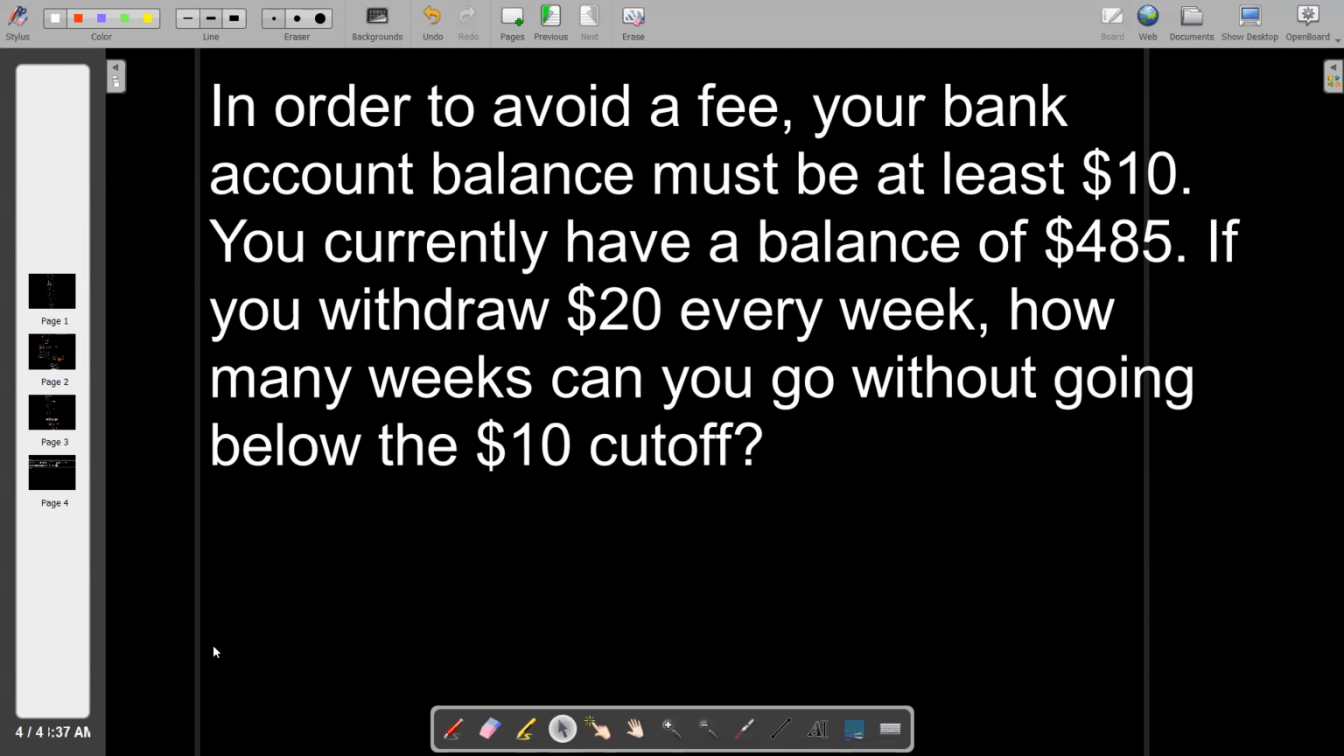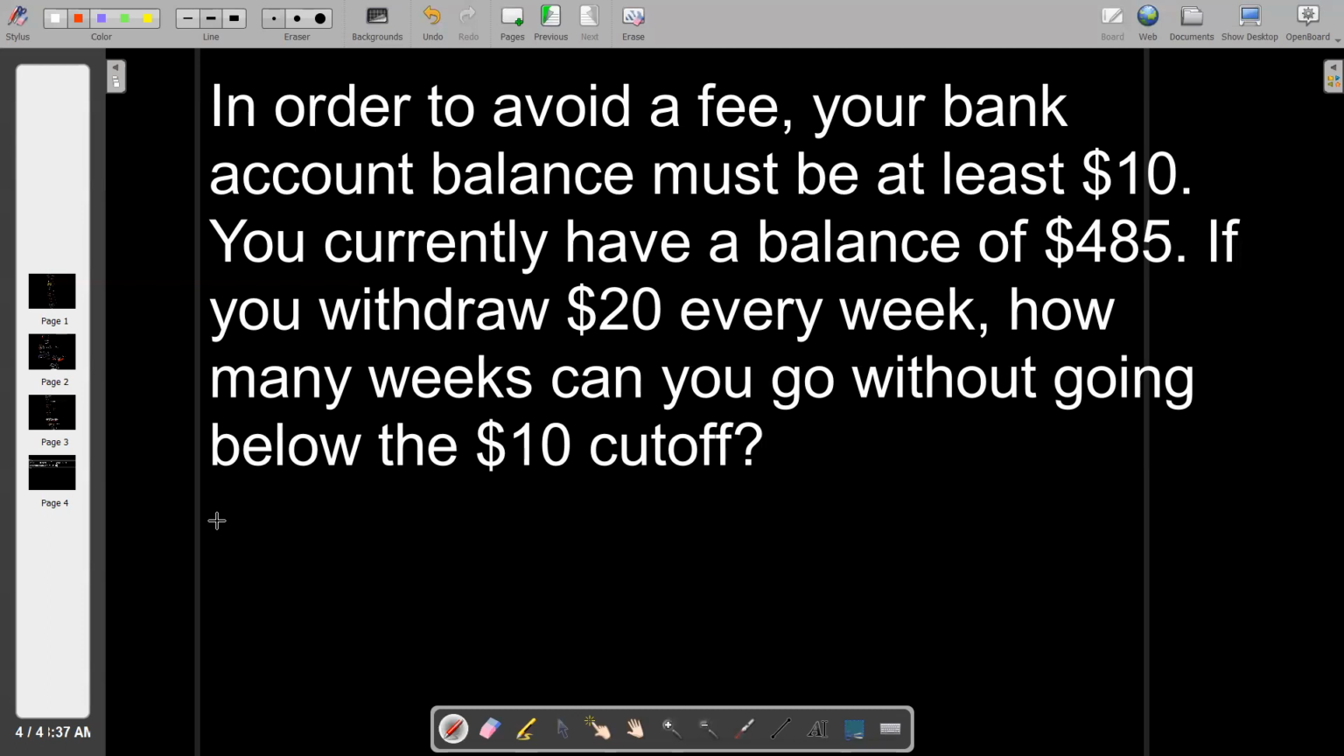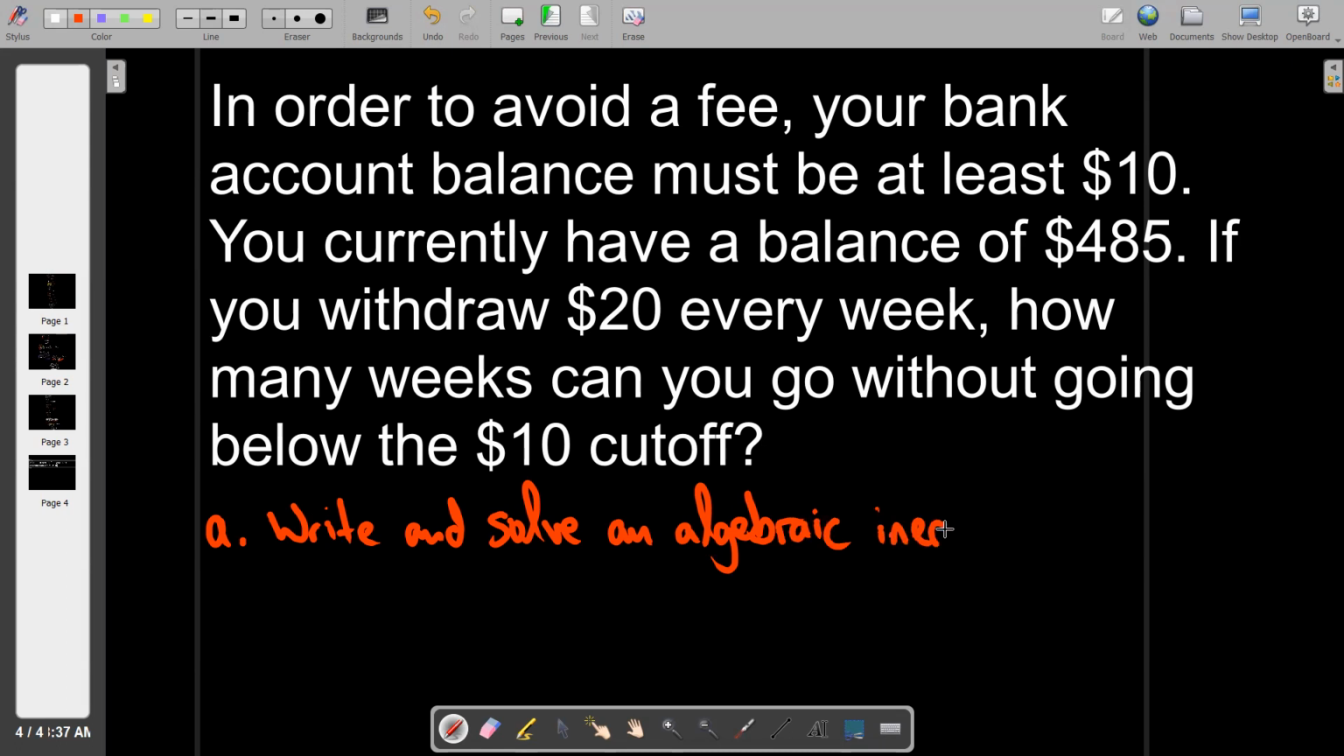Okay, part A. There are three parts to this. It's a three-part question. So part A will have us write and solve an algebraic inequality for this.